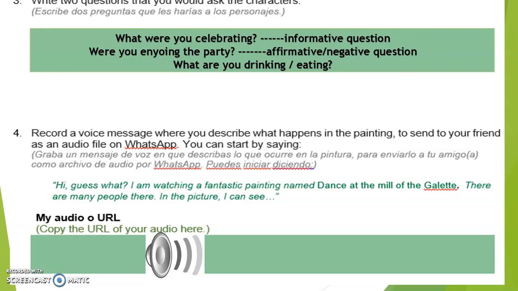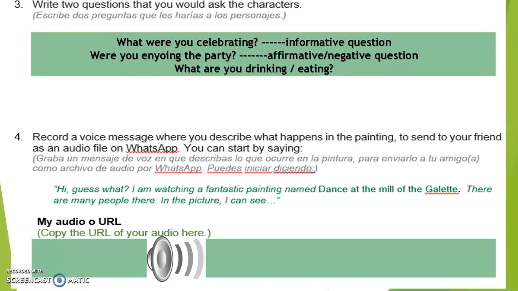Then you're going to write two questions. And those questions are related to what you like to ask to the characters. So here I have some examples. What were you celebrating? It is in past progressive. What were you celebrating? ¿Qué estabas celebrando? Es lo que yo le estoy preguntando a la persona. Es una pregunta informativa. ¿Qué estabas tú celebrando? Were you enjoying the party? ¿Estabas tú disfrutando la fiesta?